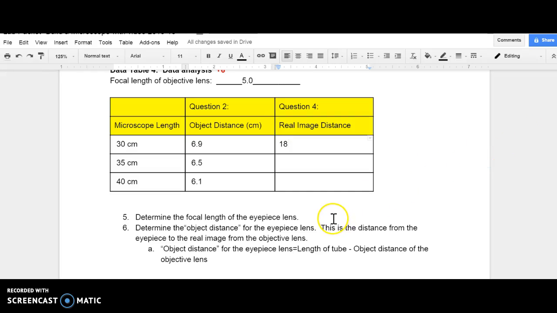Okay, so continuing on in the lab, question number 5, determine the focal length of the eyepiece lens. If you didn't determine it during the lab, I'll just say use 10 centimeters. So go ahead and use that value, unless you already have a value. And then number 6, determine the object distance, quote unquote, for the eyepiece lens. This distance is the distance from the eyepiece to the real image that you got from the objective lens.